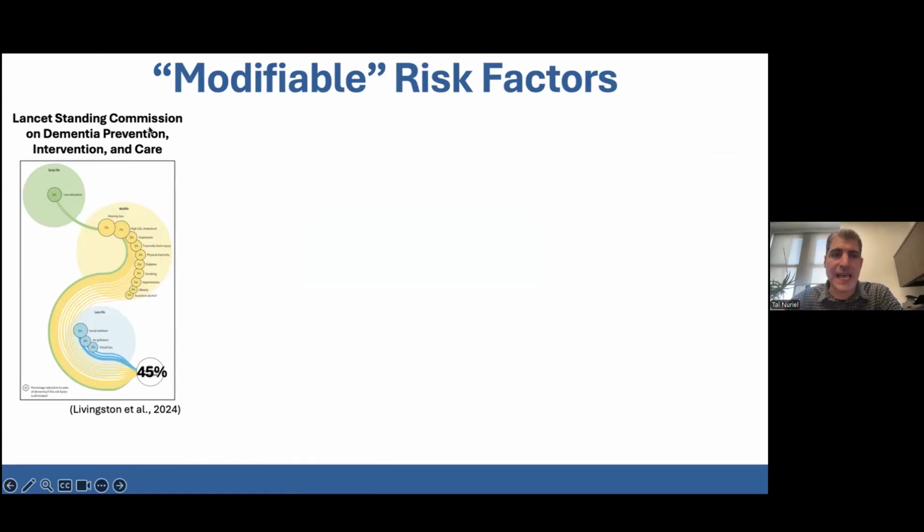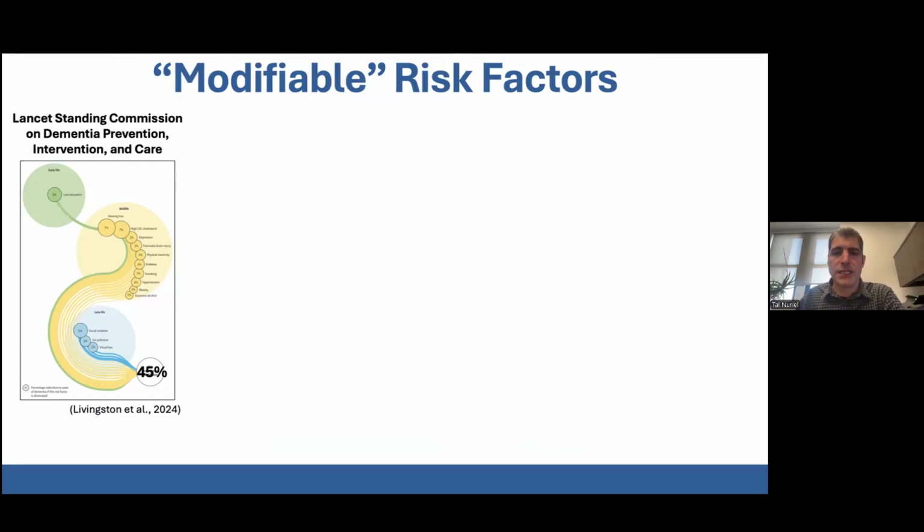So I showed this during the first seminar. This is the Lancet Standing Commission's broad overview, a really thorough look at what are called modifiable risk factors. Basically what they found is that 45% of dementia cases could be reduced just by addressing modifiable risk factors. I'm not going to go through them one by one because I don't really have time, but I'm going to go through them somewhat quickly.